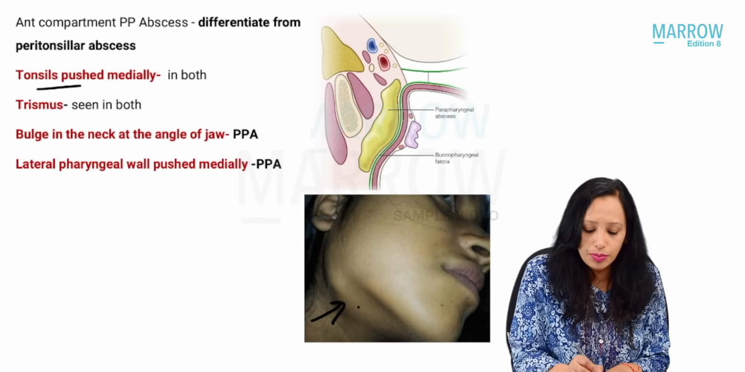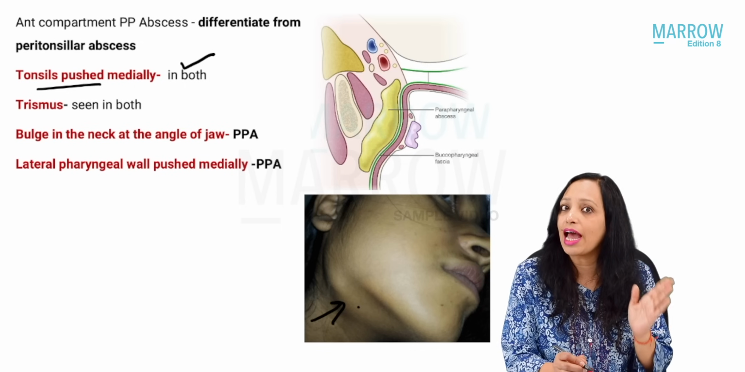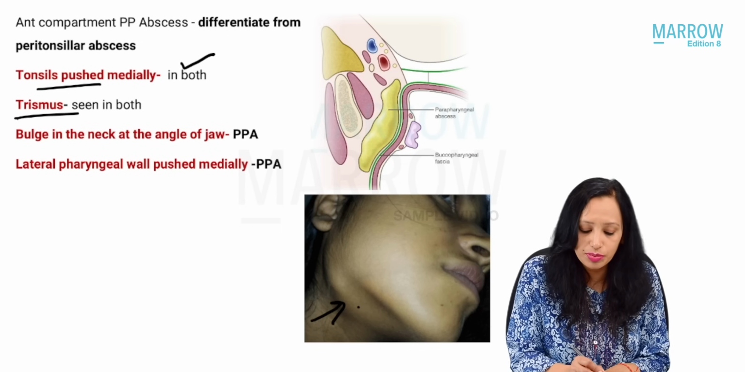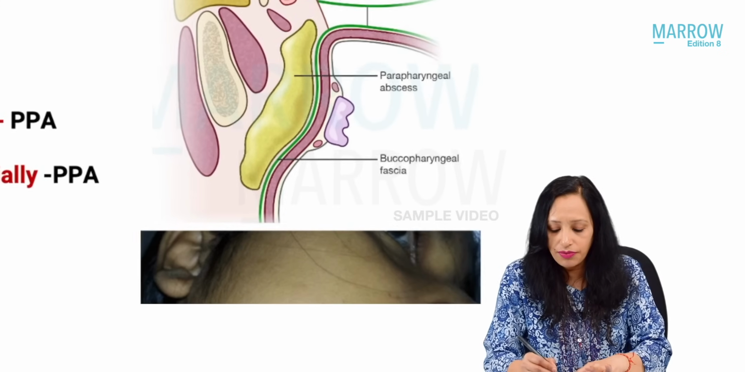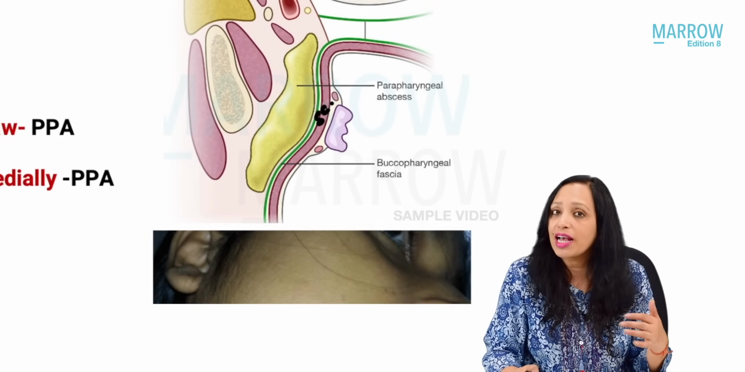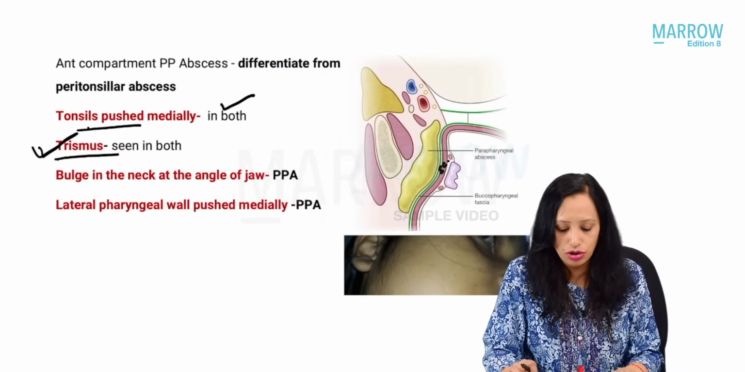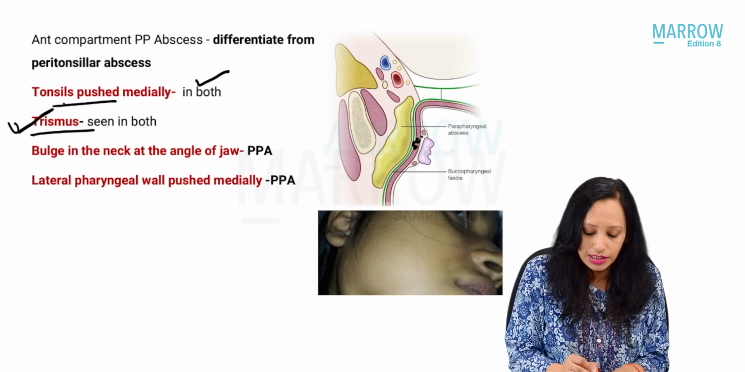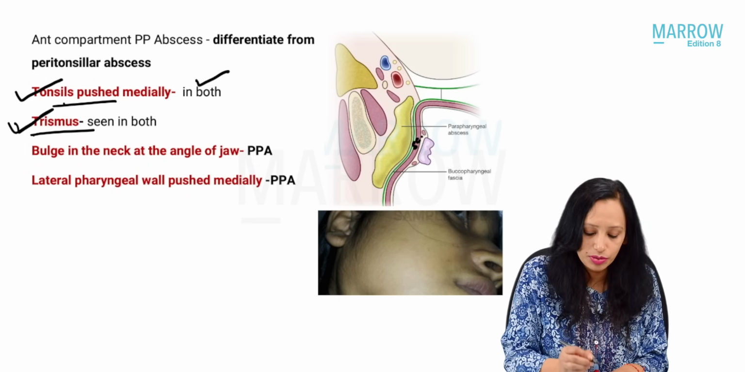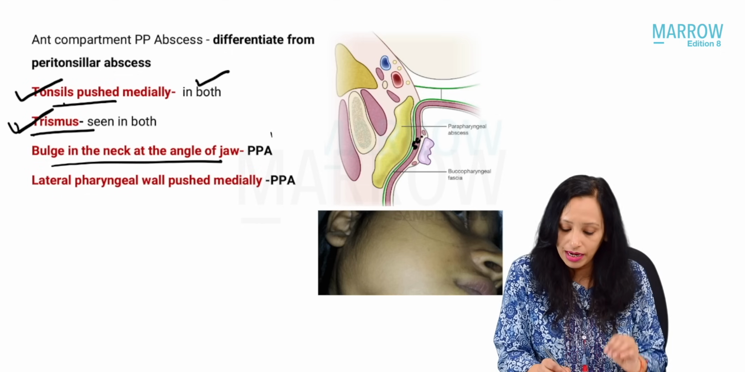A tonsil is pushed medially in both peritonsillar abscess, that is quinsy, and parapharyngeal abscess anterior compartment. Trismus will be seen in both, because here we have the superior constrictor muscle in relation to the peritonsillar space, involvement of which can lead to spasm of the masticator muscles also. So tonsil will be seen pushed medially in both, trismus will be seen in both, bulge at the angle of jaw only in parapharyngeal.